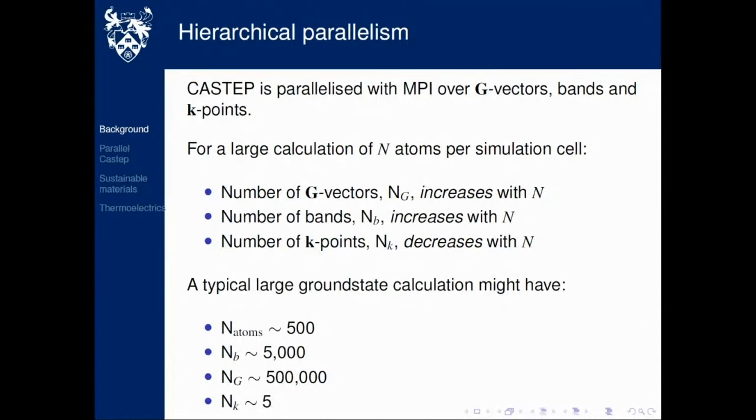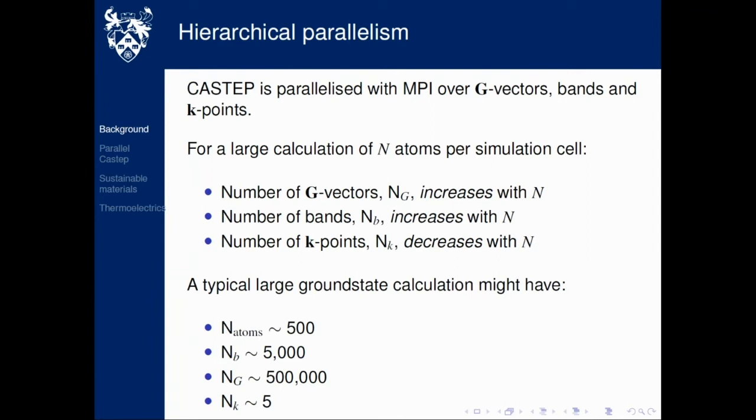And I've said that NB dominates in large systems because of the NB scaling, because NB is the number of electrons, and that increases as I add more atoms. Actually, NG also increases as I add more atoms because I would need to add more volume to my simulation cell. And as I make my simulation cell bigger, more plane waves can fit inside it. But the number of K points, it turns out, decreases with the size. And eventually you might only have one.